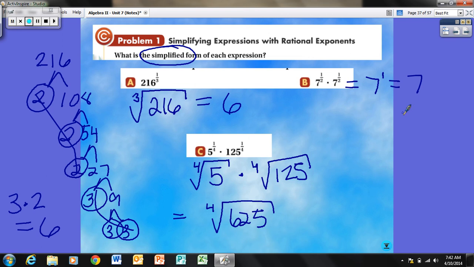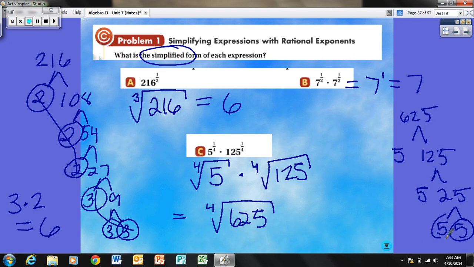And now if I break down 625, I'm going to get 5 and 125, 5 and 25, and then 25 breaks down into 5 and 5. So I have 1, 2, 3, 4 5s. My index is 4. So I cross them out right at one time. There's nothing else left over, so my answer must be 5.